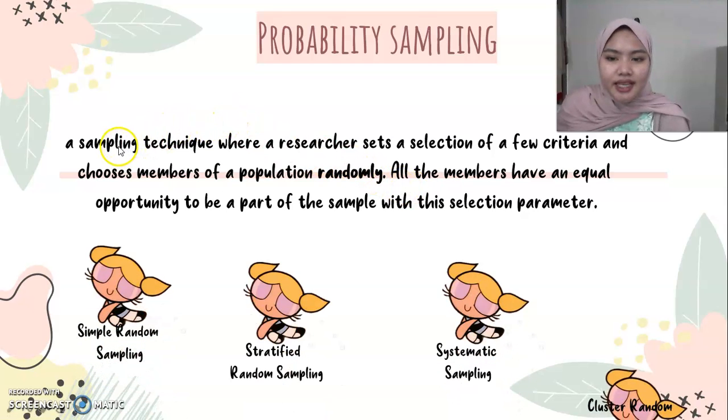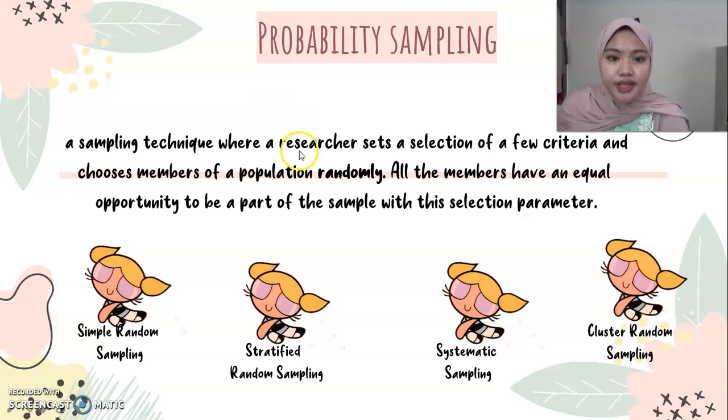Probability sampling is a sampling technique where a researcher sets a selection of a few criteria and chooses members of a population randomly. All the members have an equal opportunity to be a part of the sample with this selection parameter. As you can see, these are the categories of probability sampling. There are simple random sampling, stratified random sampling, systematic sampling, and cluster random sampling.